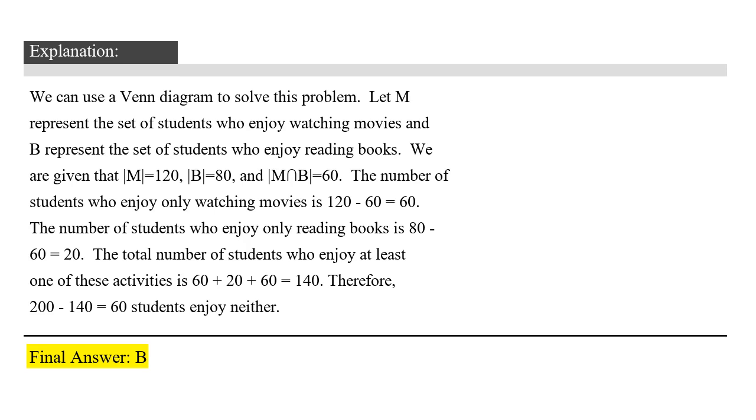The number of students who enjoy only watching movies is 120 minus 60, which is equal to 60. The number of students who enjoy only reading books is 80 minus 60, which is equal to 20. The total number of students who enjoy at least one of these activities is 60 plus 20 plus 60, which is equal to 140. Therefore, 200 minus 140 is equal to 60 students who enjoy neither.